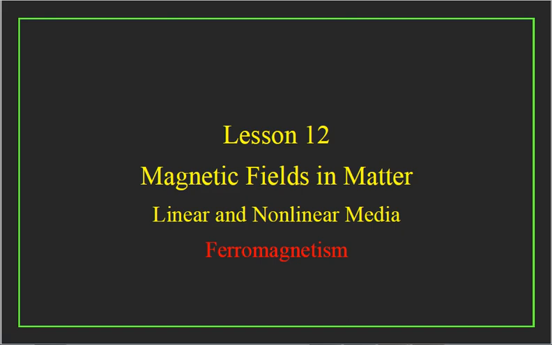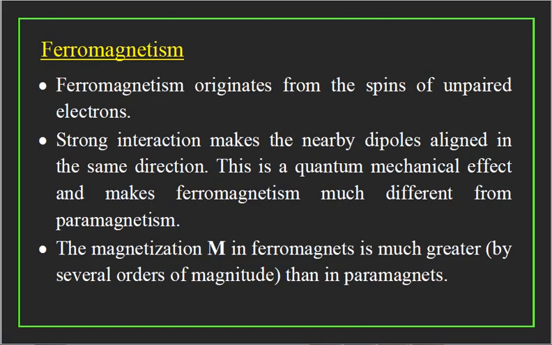Now here we are going to discuss the nature of ferromagnetic materials, and we will see that ferromagnetic materials are inherently nonlinear magnetic materials. So ferromagnetism basically arises from the spin magnetic dipole moments of unpaired electrons. So in a sense, ferromagnetism is similar to paramagnetism, because both are basically from the spins of unpaired electrons.